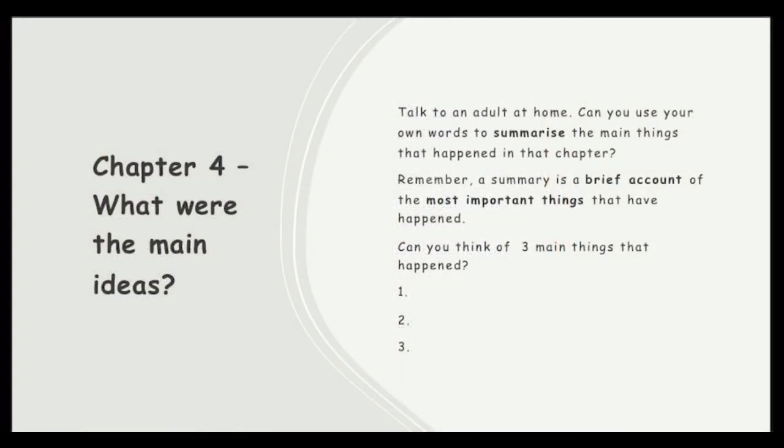So that is the end of chapter 4. Talk to an adult at home. Can you use your own words to summarise the main things that happened in that chapter? Remember, a summary is a brief account of the most important things that have happened. Can you think of 3 main things that happened in that chapter? Talk to an adult at home and see if you can think about 3 things and use your own words to talk about what those main things were. What were the main events that happened in that chapter?